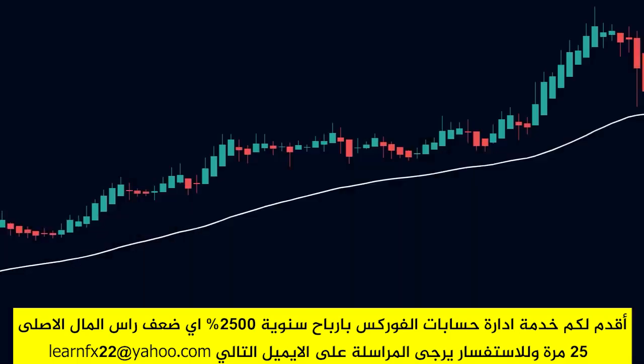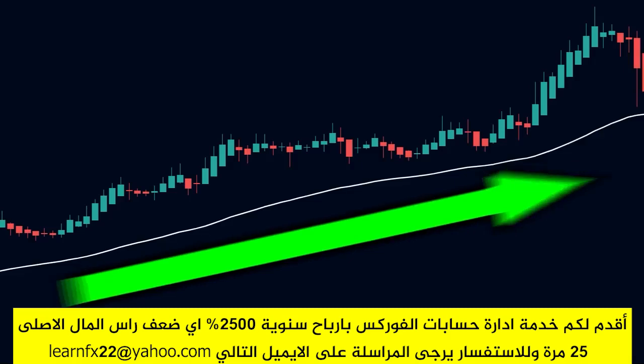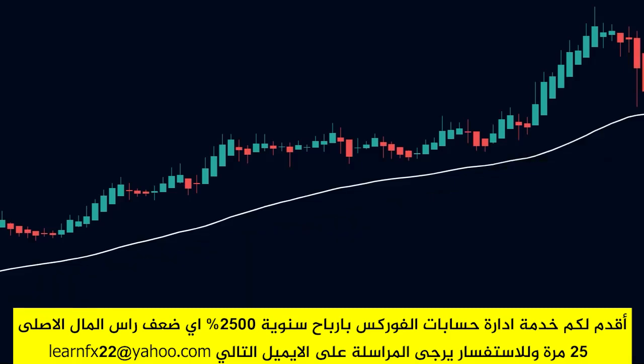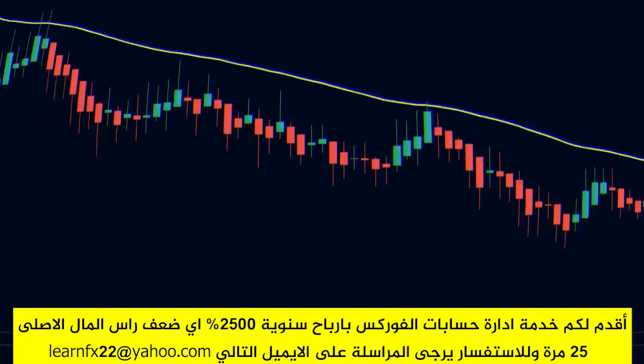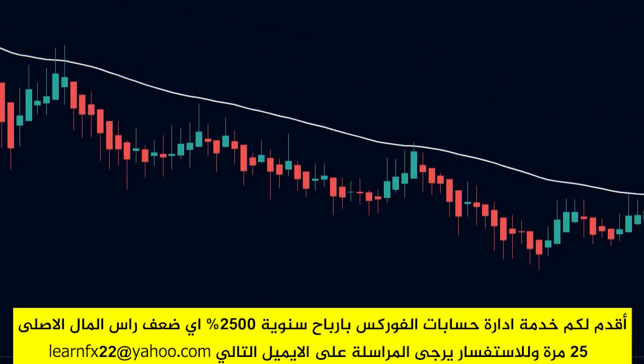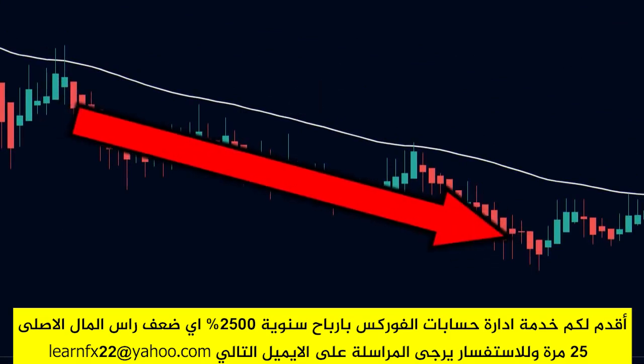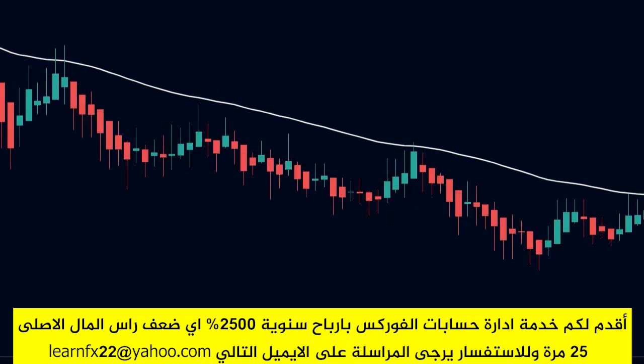market. When the price is trading above the EMA and the EMA is sloped upwards, it indicates that the price is in an uptrend. On the other hand, when the price is trading below the EMA and the EMA is sloped downwards, it indicates that the price is in a downtrend.